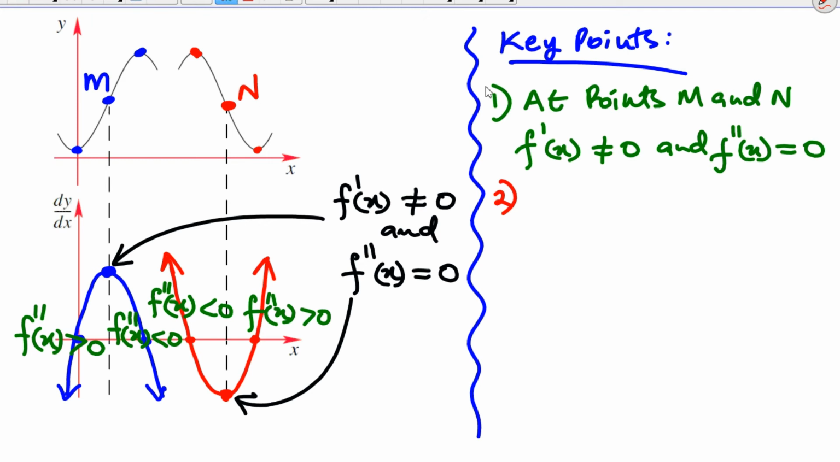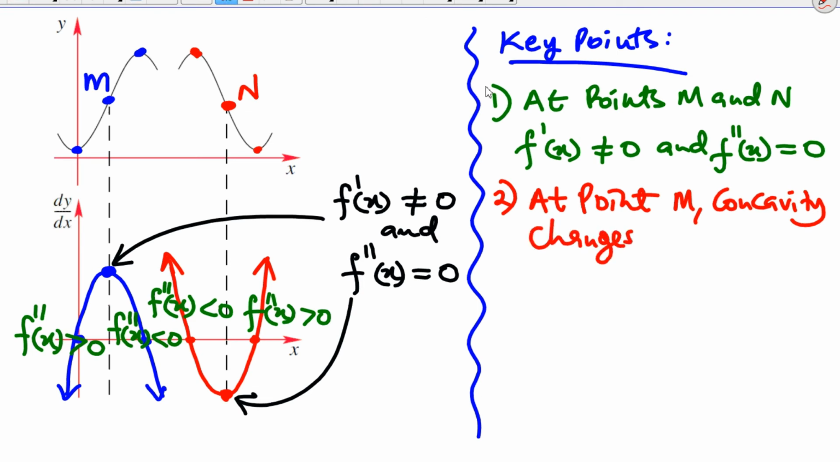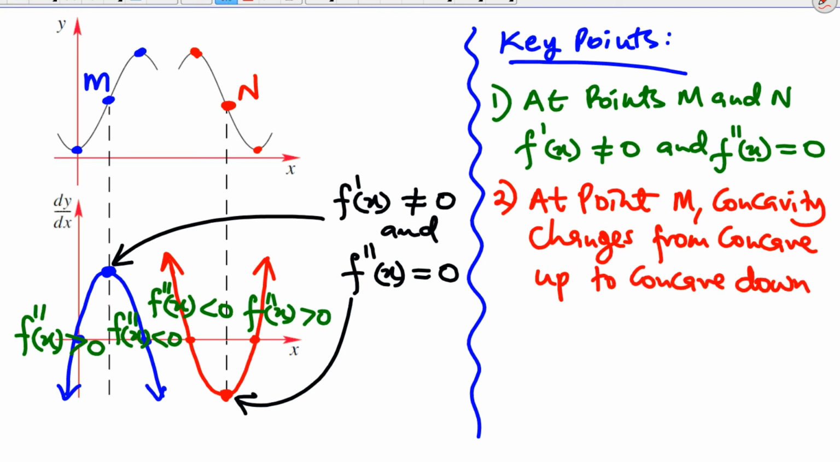Number two, at point M, concavity changes from concave up to concave down. Concave up because the second derivative is greater than 0, and concave down because the second derivative is less than 0.